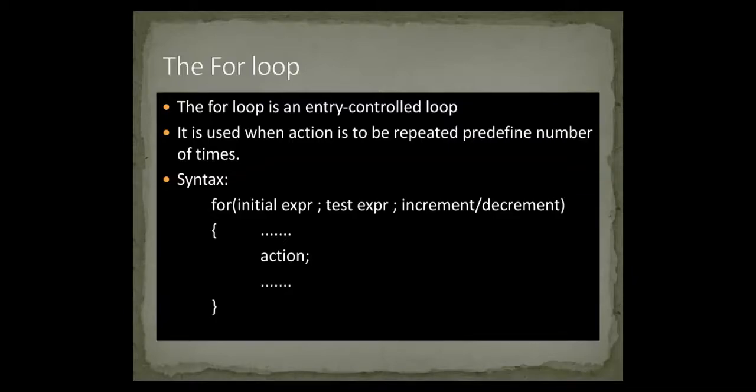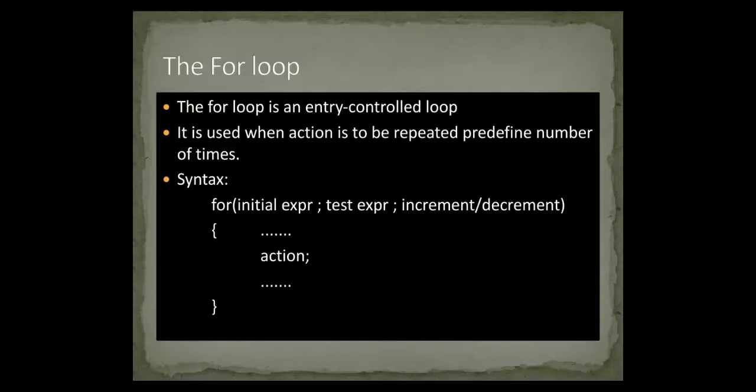Very first, for in brackets: initial expression semicolon test expression semicolon increment/decrement, in bracket complete. After that, curly bracket open, in that some action is there. Action is nothing but the statement or statements. Okay, and the bracket is closed. Now the initial expression is executed only once when the loop starts. Okay, it will never execute after that.